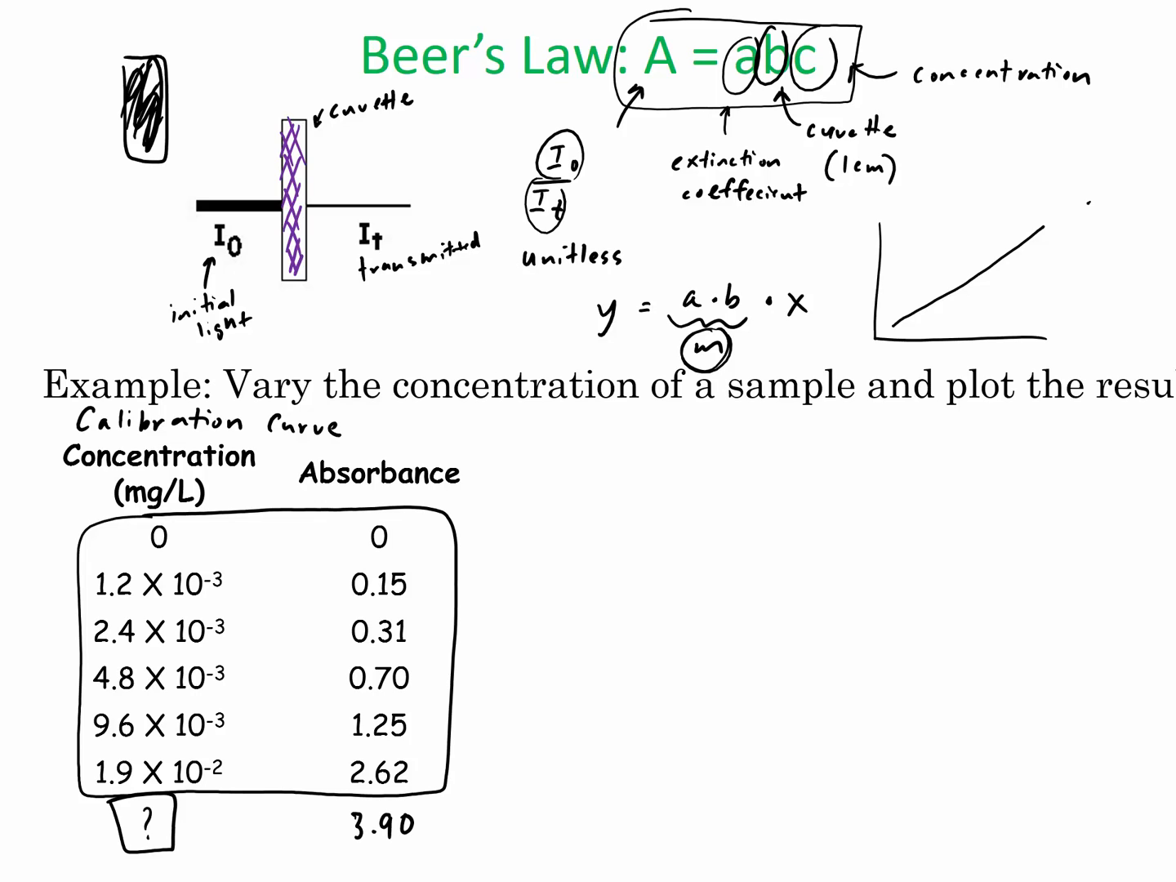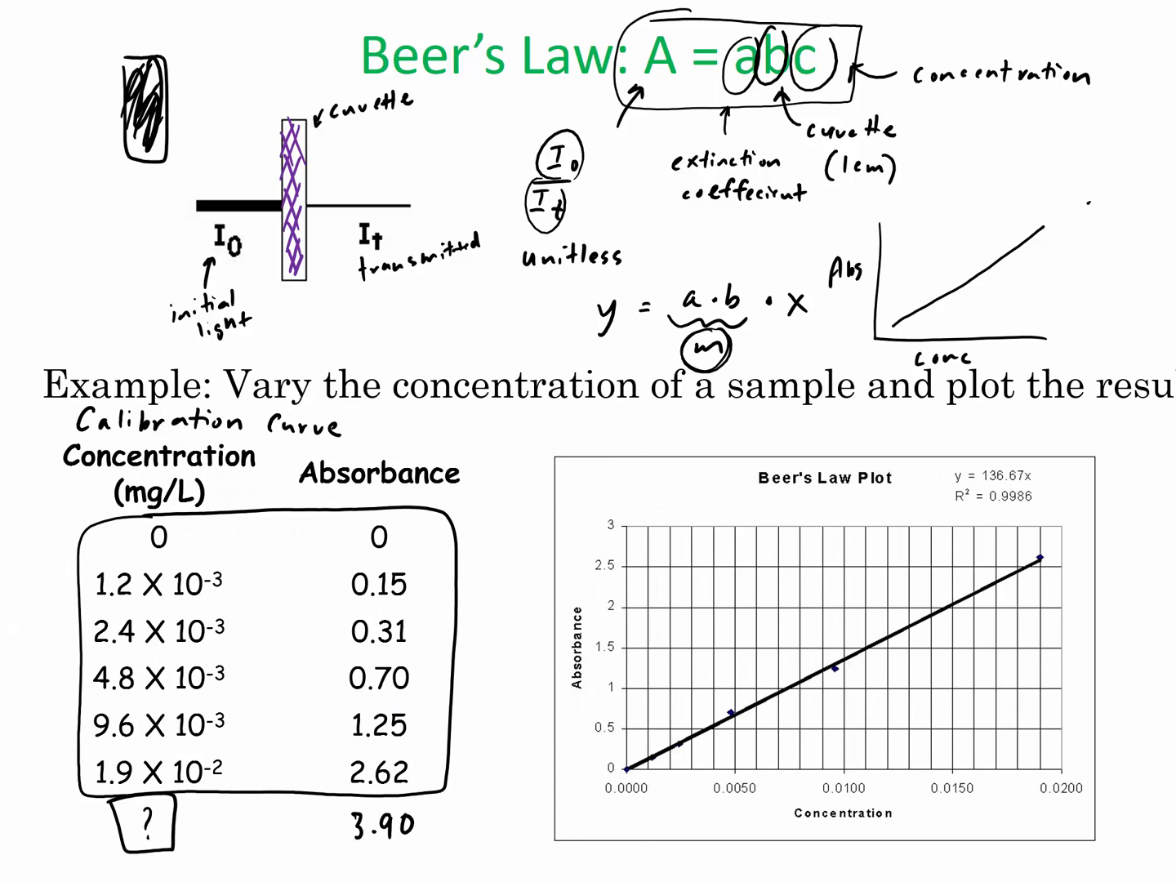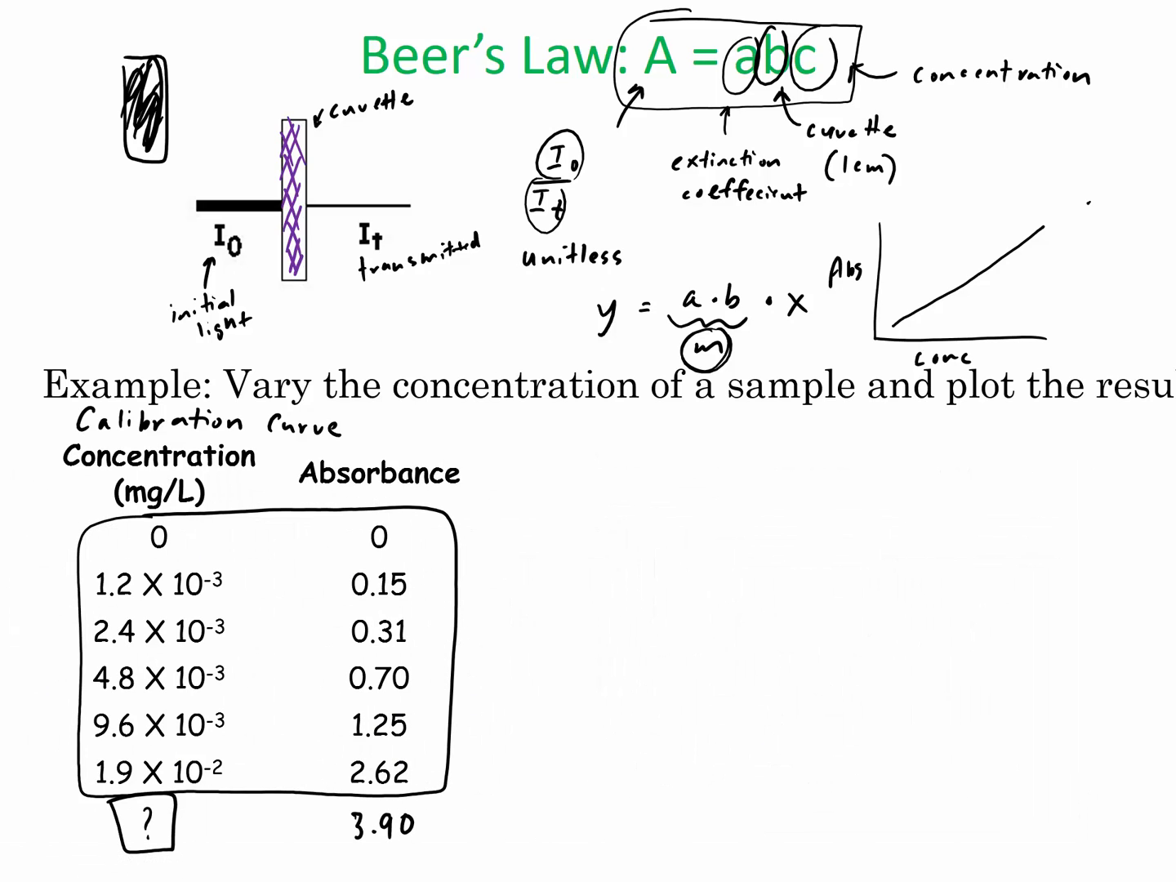So some point where this would be the absorbance and this is the concentration. Say we want to know some new data point that's way off the graph, like 3.90, and we want to know what concentration that is. Well, if we have the slope of that line, we can answer that question. So that's the purpose of creating a calibration curve.